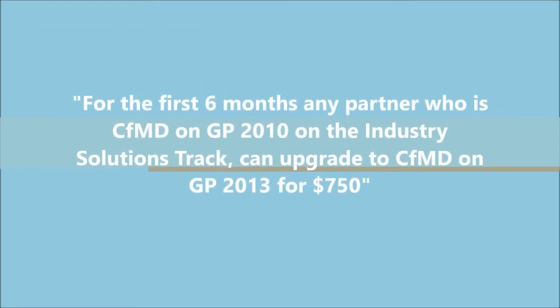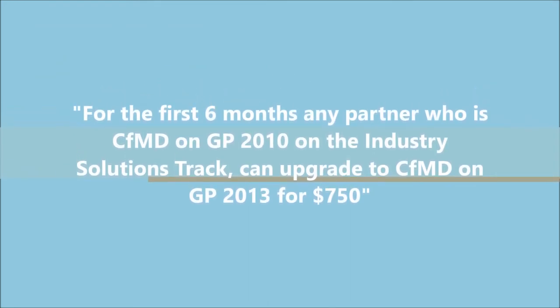And something that I'm very excited to announce is that for the first 6 months, any partner who is CfMD on GP 2010, I'm offering a big discount. Basically, we're offering an upgrade path, because we're trying to encourage partners to stay current. So if they were CfMD on GP 2010, rather than $3,500, even on the industry solutions track, they can certify for $750. Wow, that's a big discount. It is a huge discount.